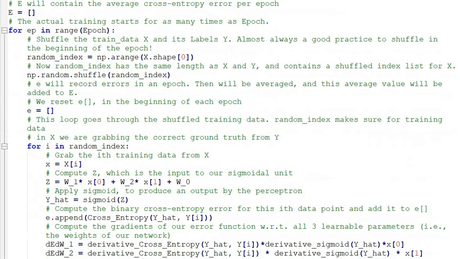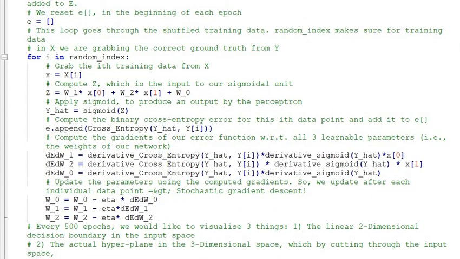So this is the code of how we are doing the training. I'll just give you a high level overview of how the code works. First of all, we are computing the Z, and by Z I mean the input to the sigmoidal unit. It is nothing but my weights multiplied by x, that is weight 1 into x0 plus weight 2 into x1 plus weight 0.